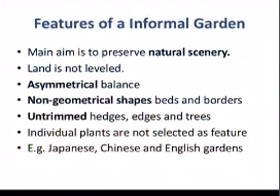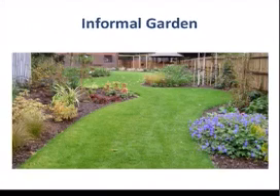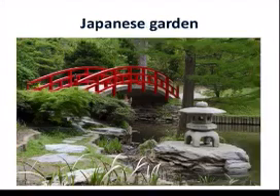Here the individual plants are not used as a feature. There's not much specimen planting in the informal garden. Examples are Japanese garden, Chinese garden and English gardens. Let me show some examples. This is the ideal structure of an informal garden. Here you can see the curved paths, unpruned or unmanaged trees. They grow as they want, maintaining their natural structure.